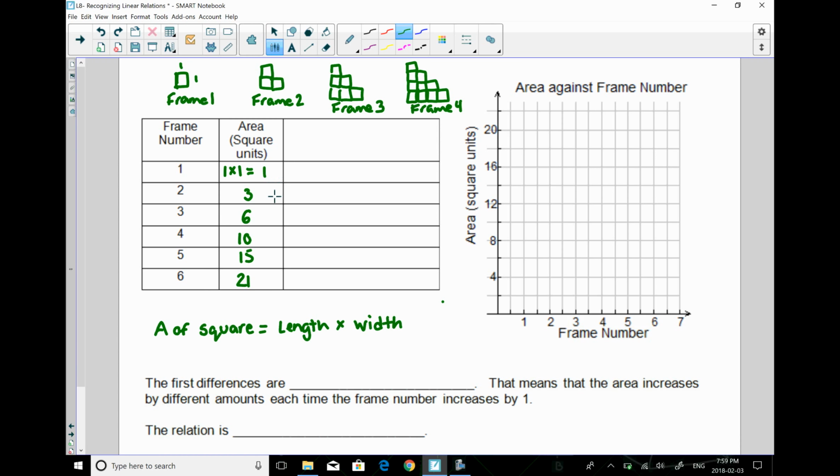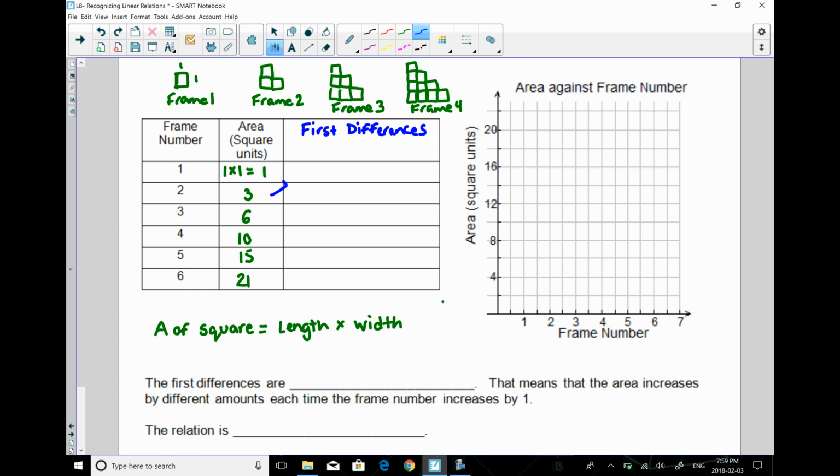Now let's see if there's any pattern here. I'm going up by 2 here, but I'm not going up by 2 here. So I'm not adding the same amount. I'm going from 1 to 3. The pattern is not the same as we're used to. Let's do the first differences to see. Remember, if our first differences are the same, it's got to be linear. We'll check that by graphing.